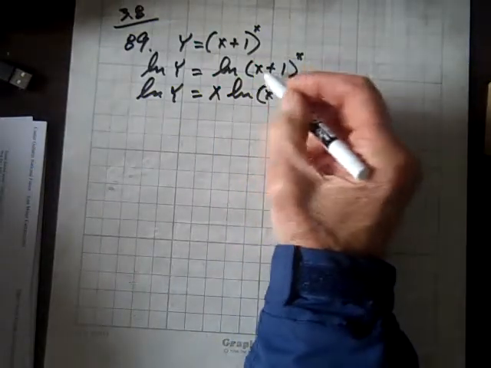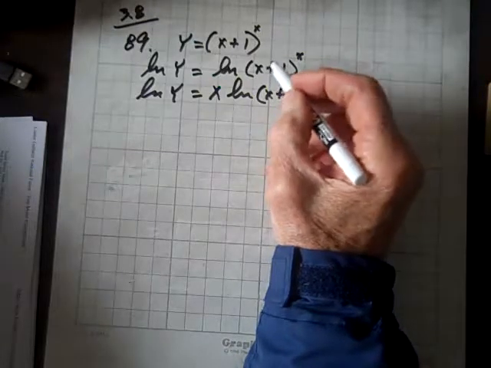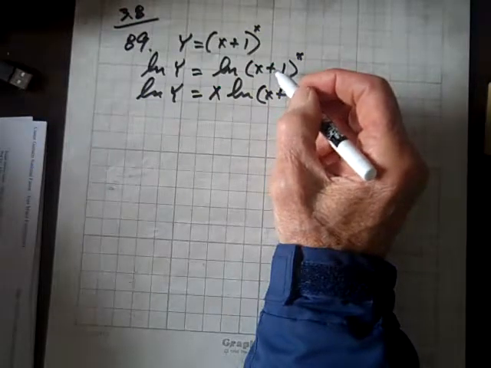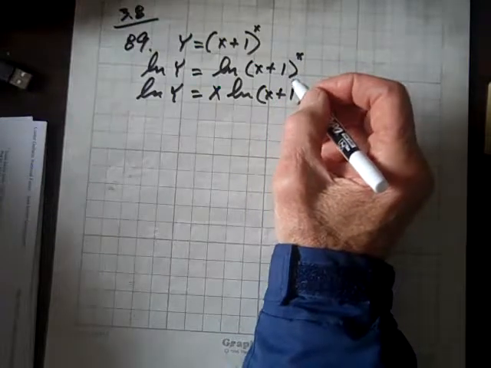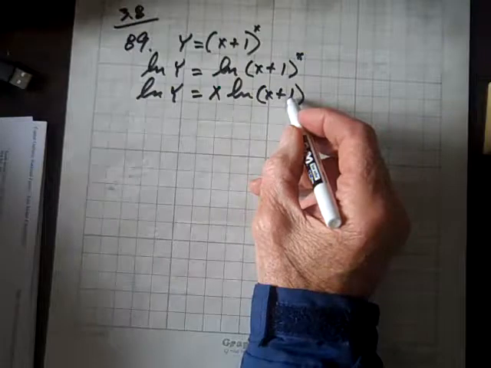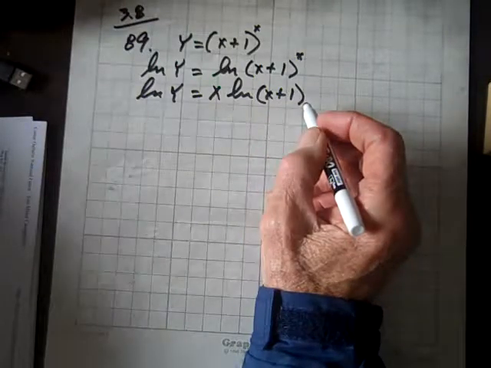And by the way, the domain of x has to be greater than negative 1, because you can't take the log of 0, nor can you take the log of a negative number. So this quantity in here will always be greater than 0, so we don't need absolute values here.